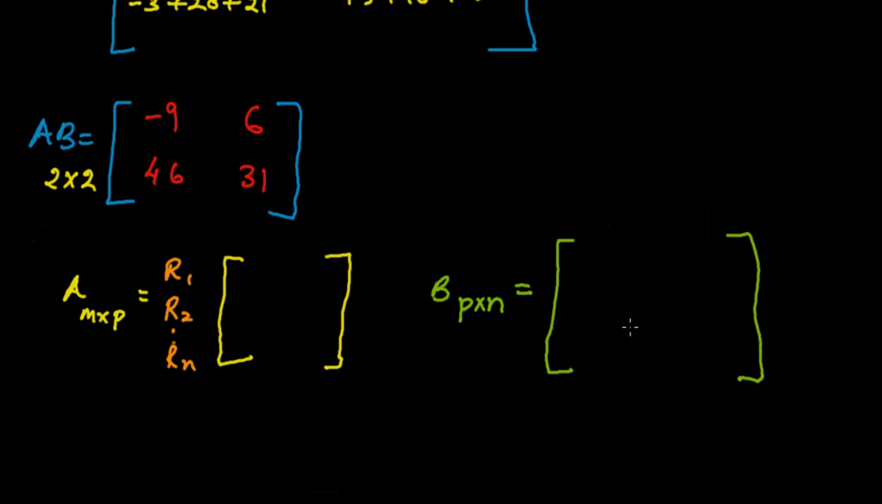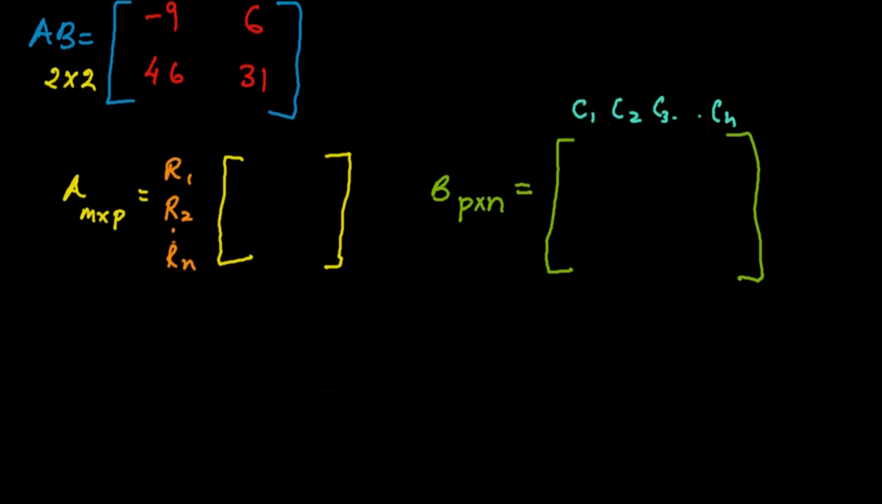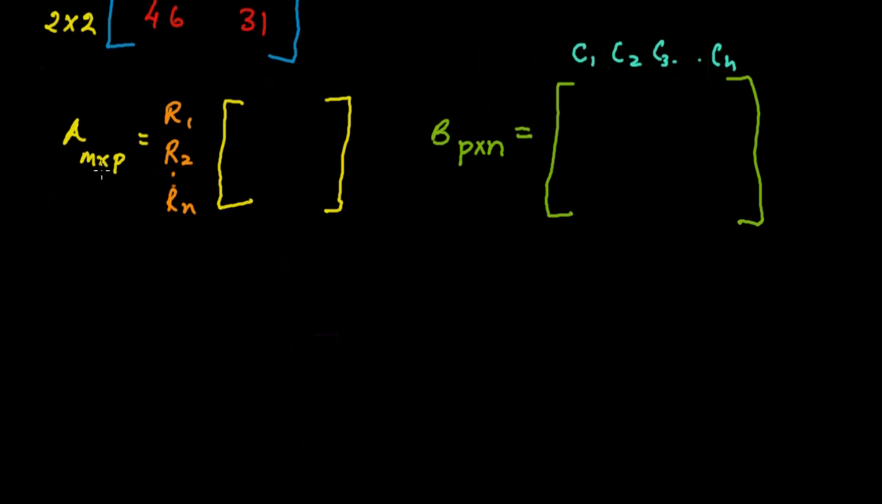See here, I put the name of their column C1, C2, C3 and Cn. N columns are there and the rows are P. So what we have to do, if we look at this algebraically, if we have to find out the AB, AB would be like this. AB with the order M into N. So I explain you here.